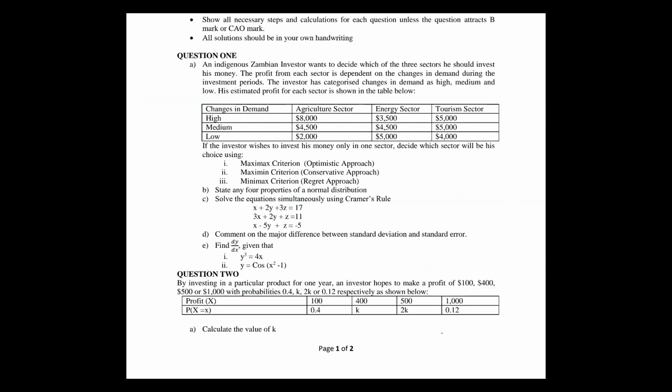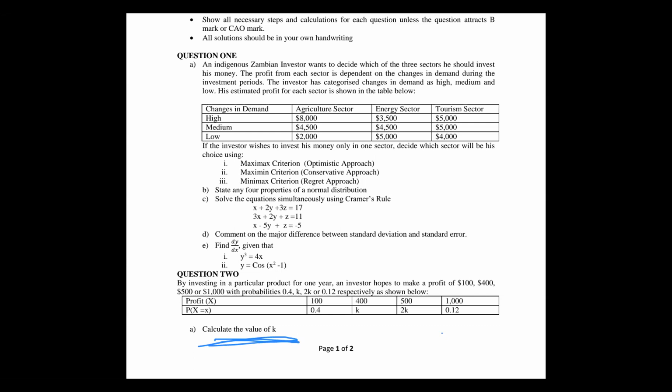By investing in a particular product for 1 year, an investor hopes to make a profit of that much, that much, that much, and that much, with probabilities of 0.4, K, 2K, and 0.1 respectively, as shown below. So this is an investor who wants to invest and expects to make these profits, right? So the question of the day is, can you calculate K? What is K? How do you find K?